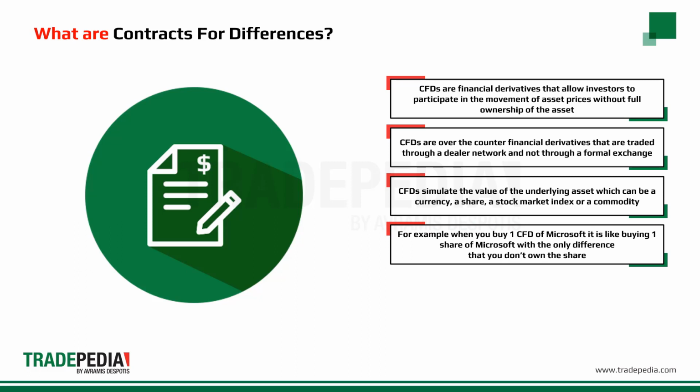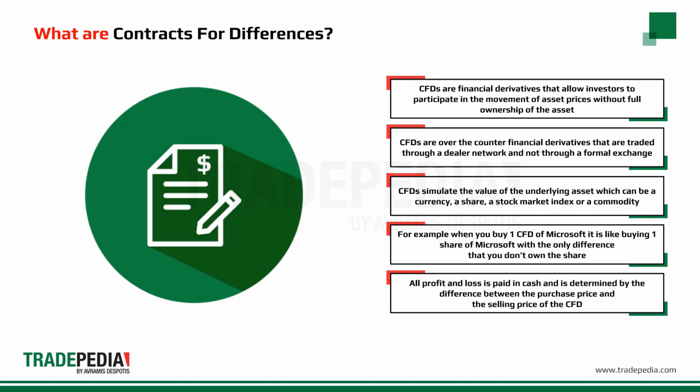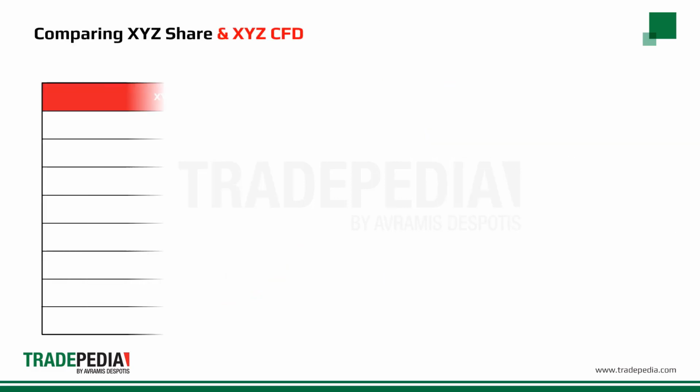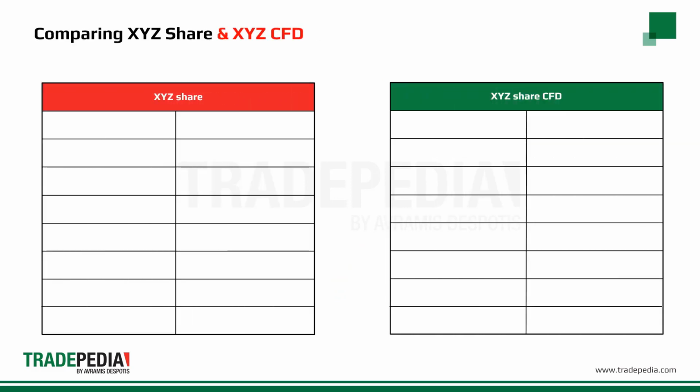For example, when you buy one CFD of Microsoft, it is like buying one share of Microsoft, with the only difference that you don't own the share. All profit and loss is paid in cash and is determined by the difference between the purchase price and the selling price of the CFD. Let's compare XYZ share to XYZ's share CFD.